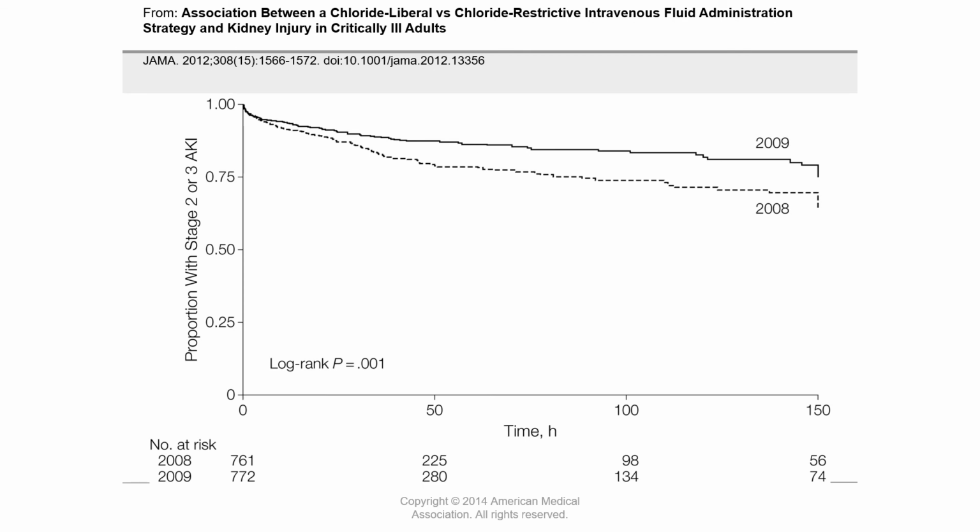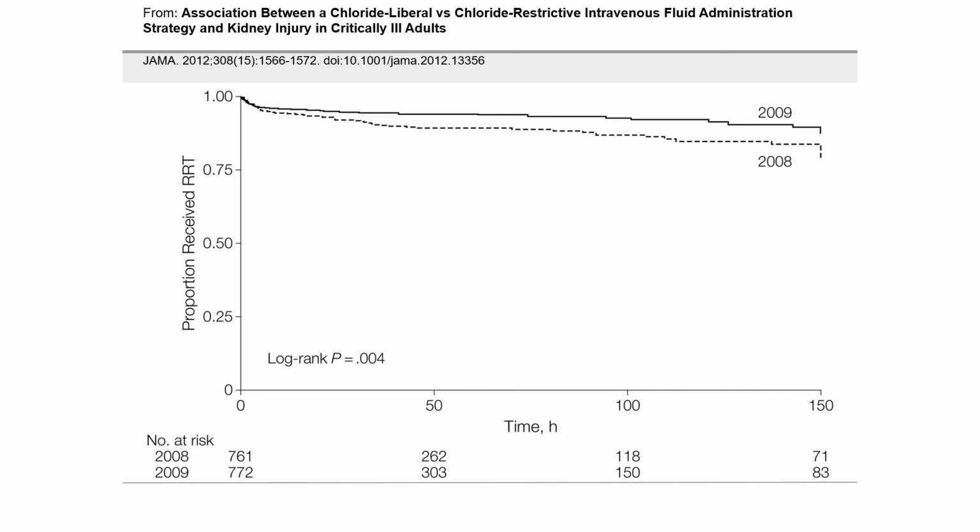So this slide shows the solid line, which is the chloride liberal arm, versus the dotted line, which is the chloride restrictive arm, and showed that in the chloride restricted arm, there was a lower risk of stage 2 or 3 AKI. And then from that same study here, you can see that patients who were given more chloride had a higher risk of needing renal replacement therapy.